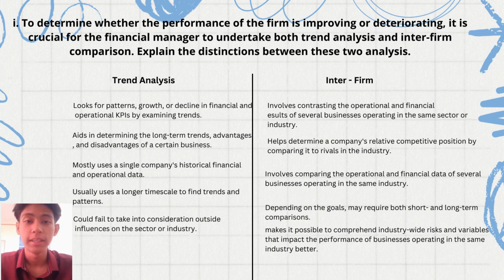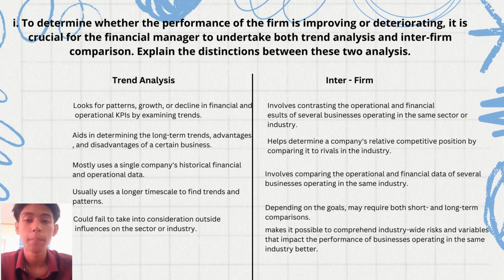I am going to explain the answer for question number 3, 1 Roman. The distinction between trend analysis and interfirm analysis. First difference is the scope and focus. Trend analysis looks for patterns, growth or decline in financial and operational KPI by examining trends, while interfirm is involved in contrasting the operational and financial result of several business operating in the same sector or industry.